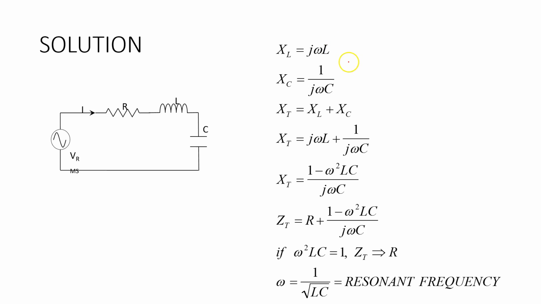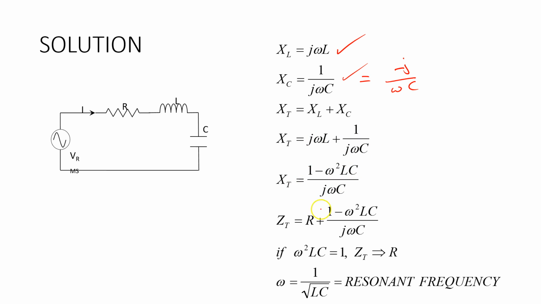I'm going to look at what are my impedances. So I have XL, my inductive reactance, which is j omega L, and XC, which is 1 on j omega C. In case you're wondering where the negative sign went, that is the same as minus j on omega C. So I'm going to add these, and I have the total reactance is j omega L plus 1 on j omega C.